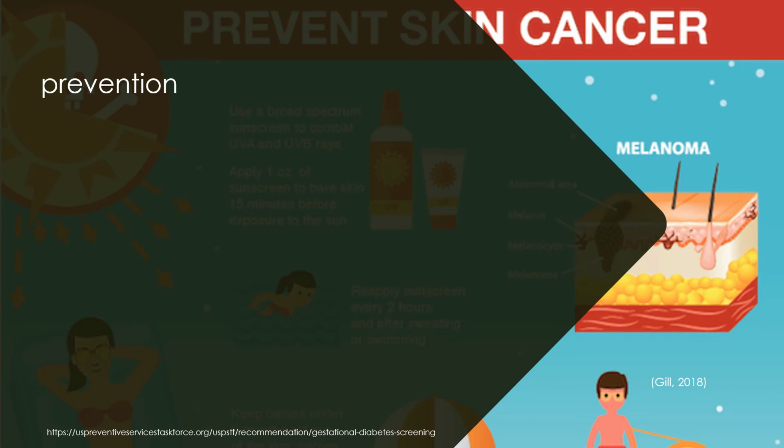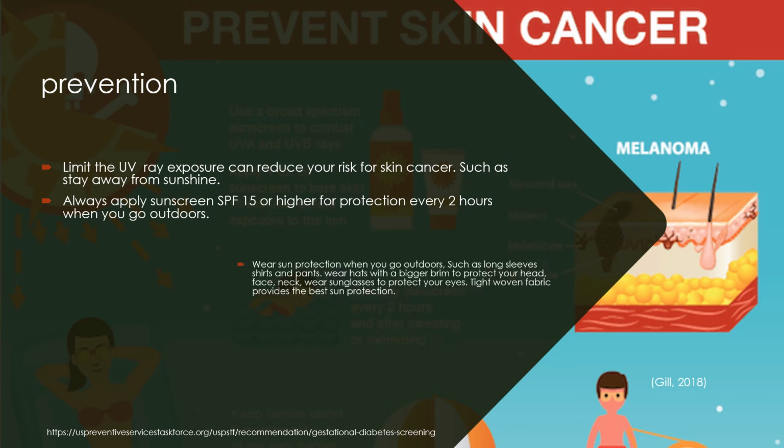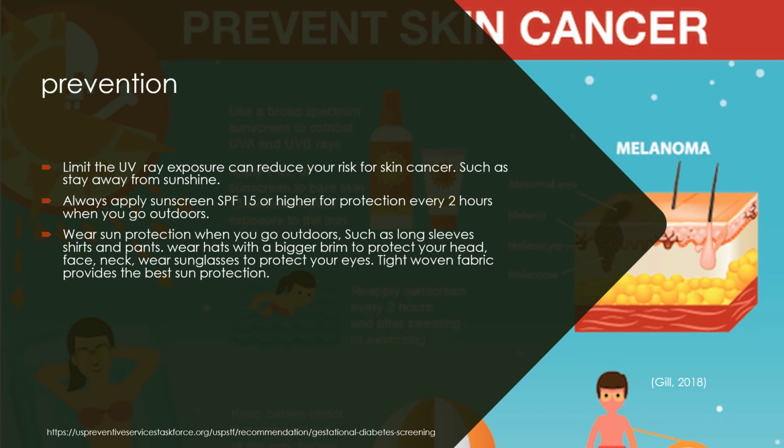So what can we do to prevent skin cancer? Try to stay away from sunshine to limit UV ray exposure. Always wear sunscreen SPF 15 or higher, reapplied every 2 hours if you go outdoors. Wear sun protection such as long sleeve shirts, pants, or a hat with a bigger brim, and sunglasses to protect your eyes.